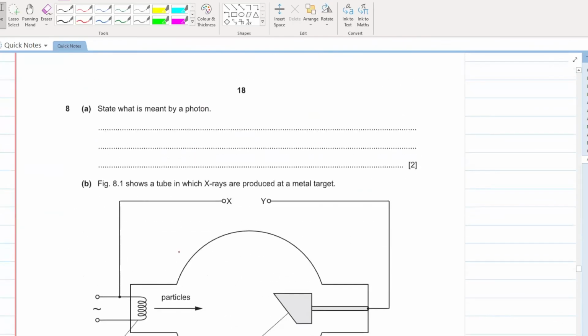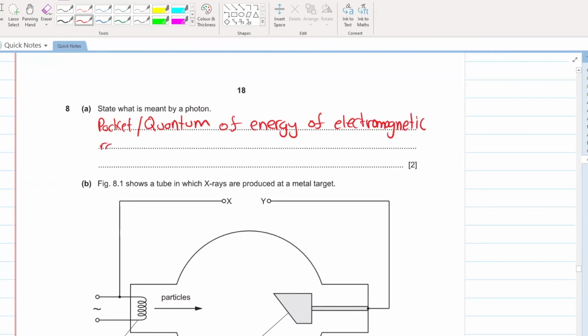State what is meant by a photon. What is a photon? A photon is a packet or quantum of energy of electromagnetic radiation. Simple, nothing complicated. Let's move ahead.